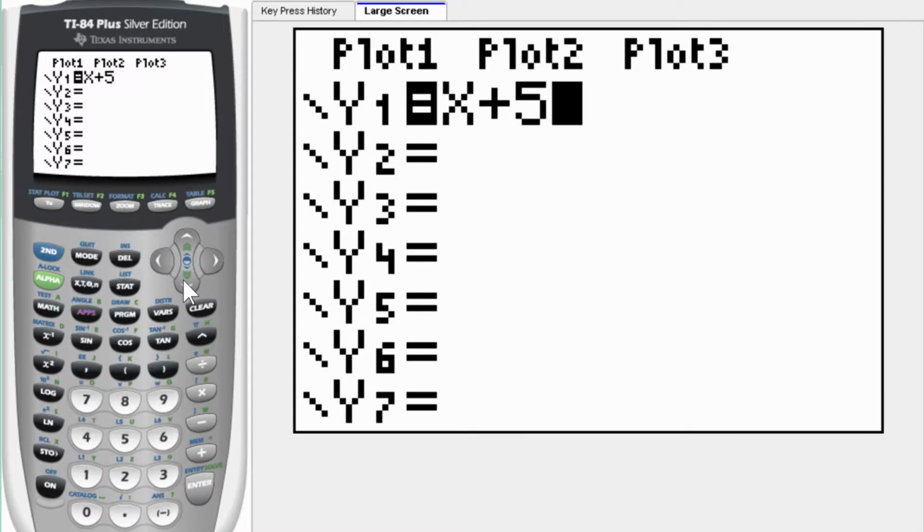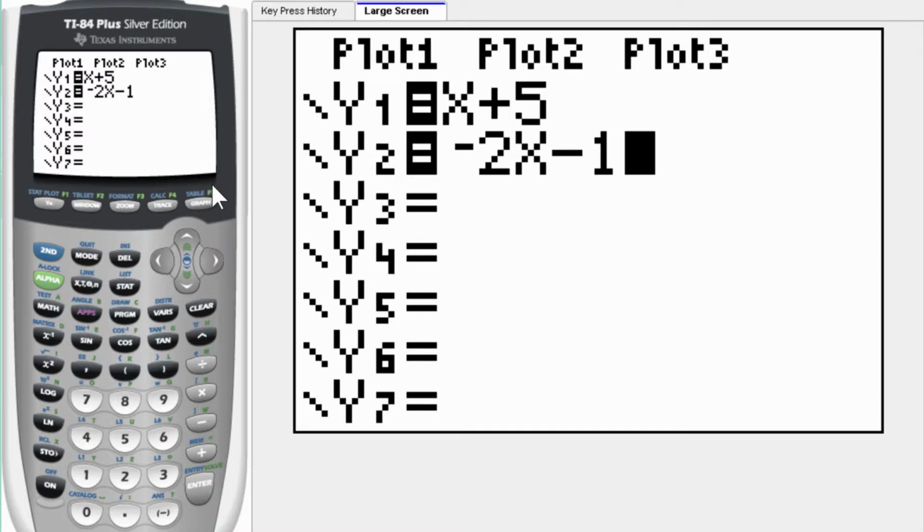Now I'm going to arrow down to the next row for y sub 2, and I'm going to type in another equation. In this example, I'm going to use negative 2x minus 1. So negative 2x minus 1. And then I'm going to hit graph.